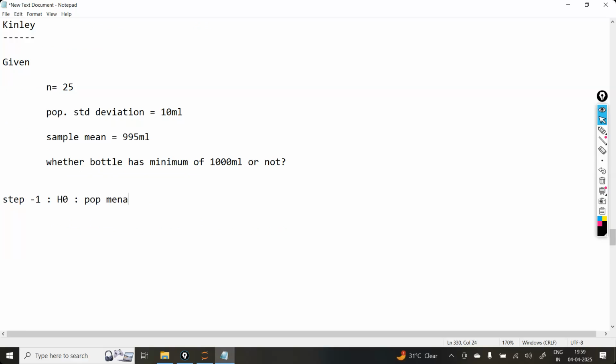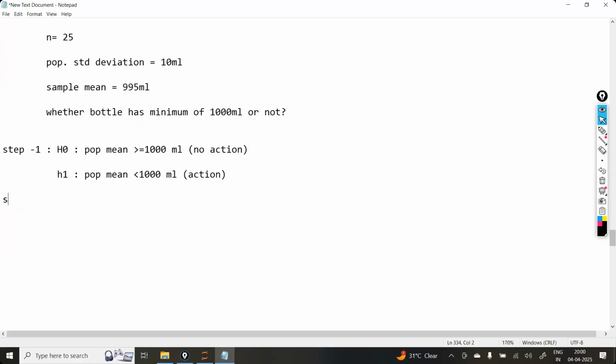Population mean is greater than or equal to 1000 ml, because my requirement is minimum 1000. If it is more than that, is there any action? No action. Next, the alternate hypothesis is population mean is less than 1000 ml. First step completed. Does anyone have any question in the first step? Only step 1. As one of the students has asked me to repeat, it will be helpful for everyone. Is this clear?